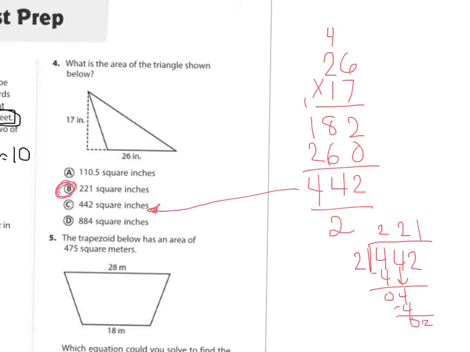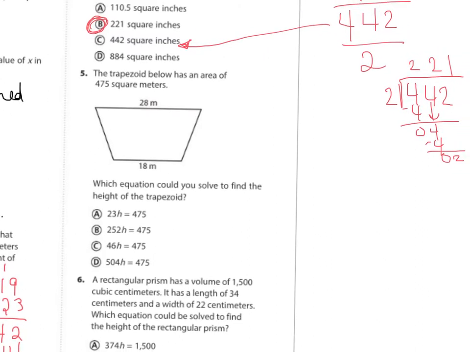221. Okay, the trapezoid has an area of 475 square meters, so they gave you the answer, and they want to know how would you find the height? All right, so remember that it was 1/2 times base 1 plus base 2, that's the top and the bottom, times the height. Okay, and that gives you the area. Okay, so all of our answer choices have this all simplified. So let's go ahead and do that.